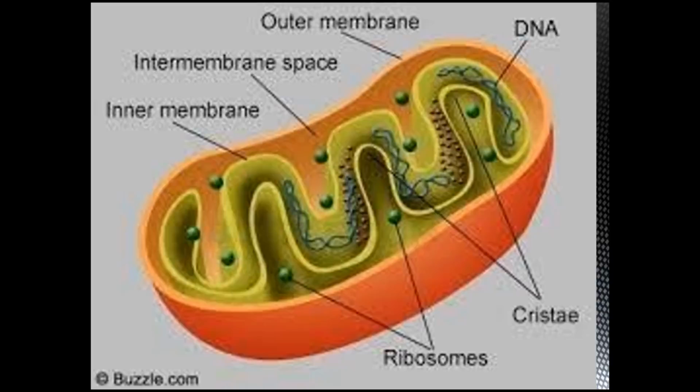The inner mitochondrial membrane is a semi-permeable membrane. Already we studied semi-permeable membranes. It regulates the passage of materials into and out of the mitochondria, going inside and outside of the mitochondria. So only that is a semi-permeable membrane.